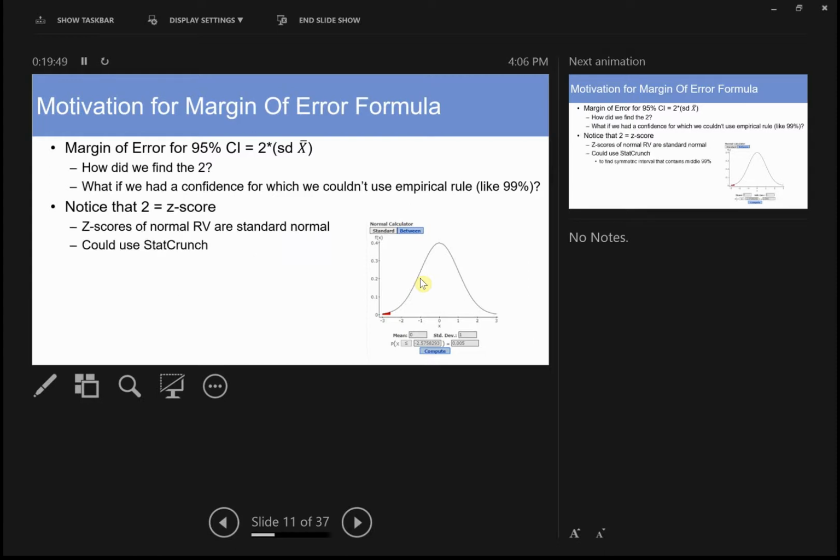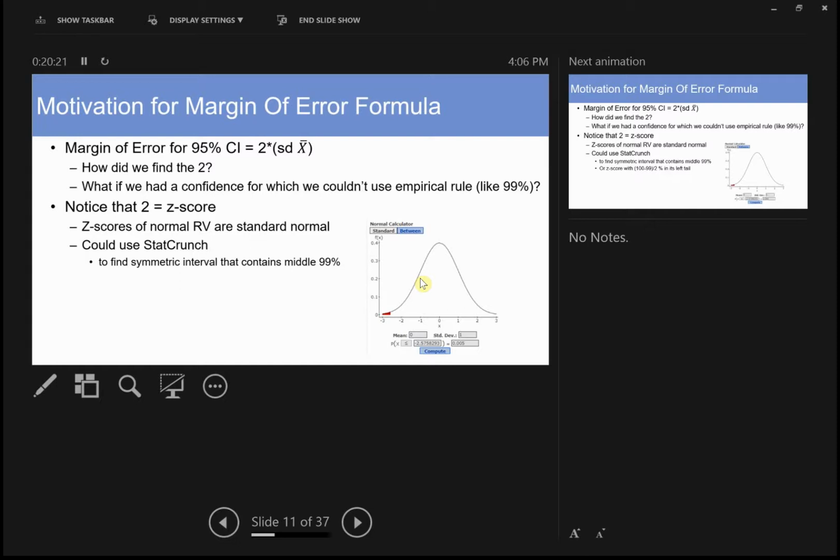So this is the idea. Now, notice this is one of the reasons why we were interested in this symmetric interval. Remember they always asked you, what is a symmetric interval that contains the middle 90%? So now I can actually do this. I can find the symmetric interval that contains the middle 99%, or I could just find this z-score that contains 0.5%. And this is the z-score I'm going to use to construct the margin of error.